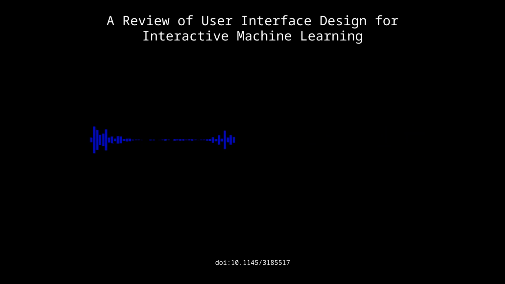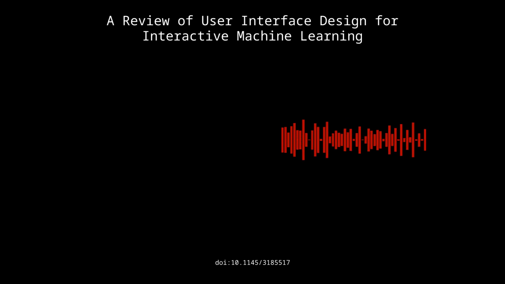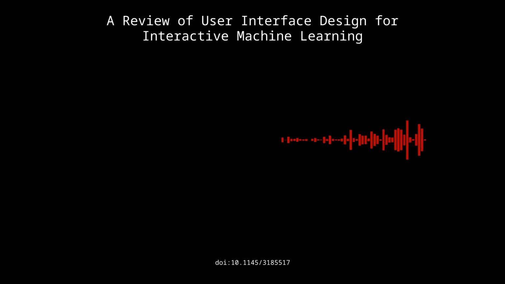What's the fourth one? The fourth one is all about evaluation, evaluating IML interfaces. How do we actually know if an IML system is successful? Traditional metrics might not cut it. Right. We need new evaluation methods that consider the user's experience. How satisfied are they with the system? How much did they learn? How well did they perform the task? It's a complex issue, and it requires us to rethink how we assess the value of these systems. It's not just about how well the model works in isolation. It's about how well the user can work with the model.